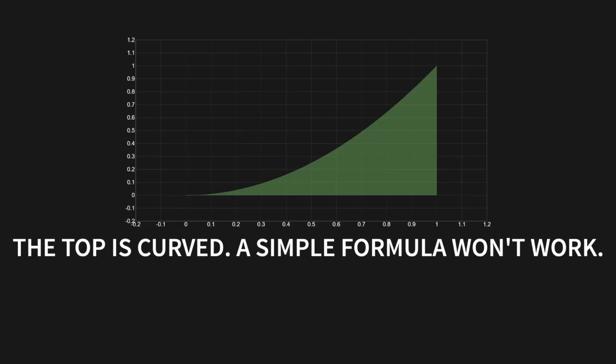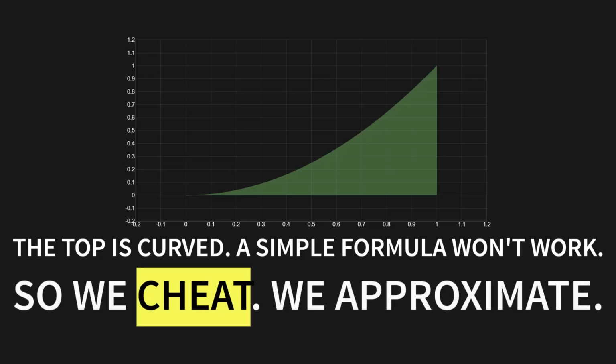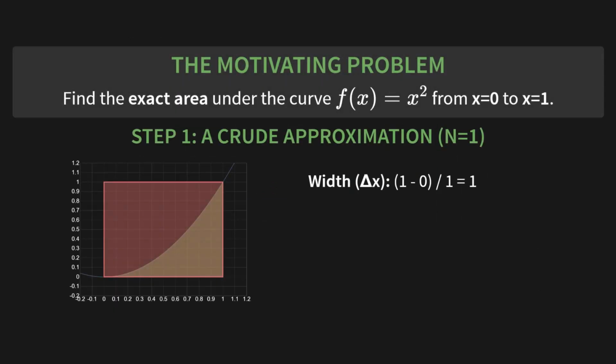Now, you can see the problem right away. The top of this shape is curved. A simple formula like length times width just won't work here. So, we cheat. We approximate. Let's walk through this. Our problem is finding the exact area under x squared from 0 to 1. Step 1. A crude approximation. Let's just use one rectangle.